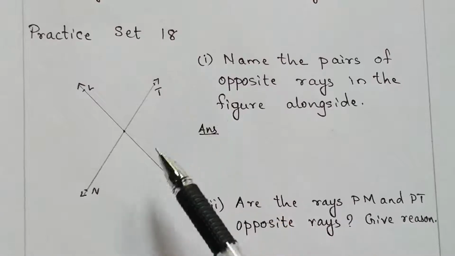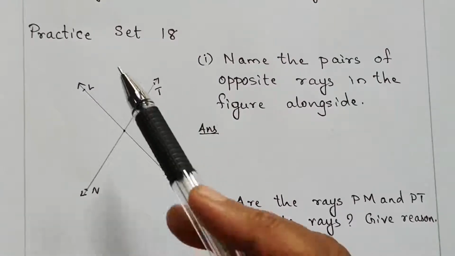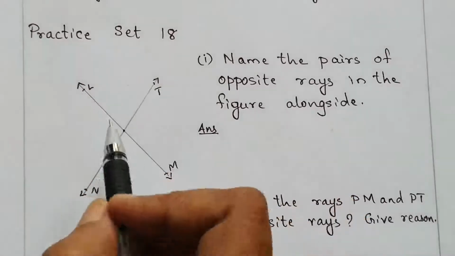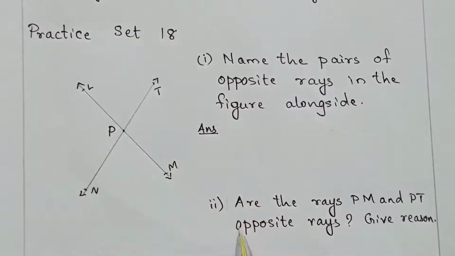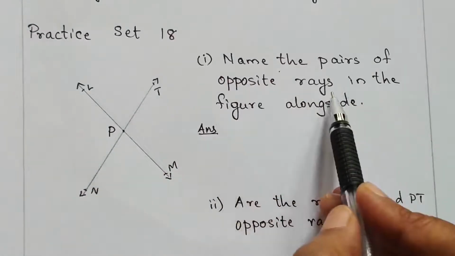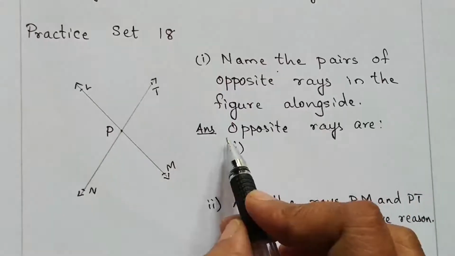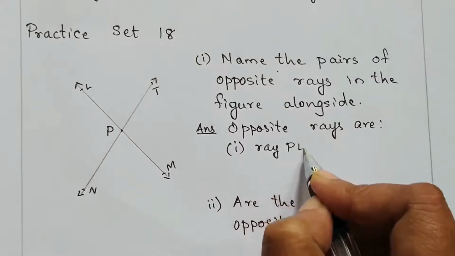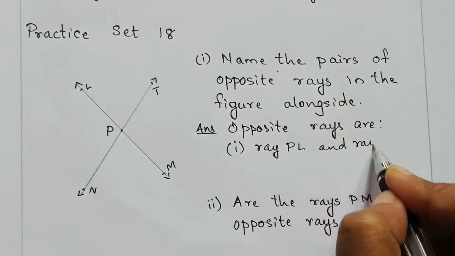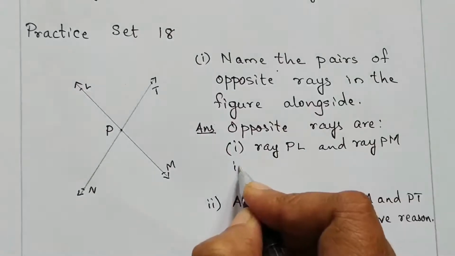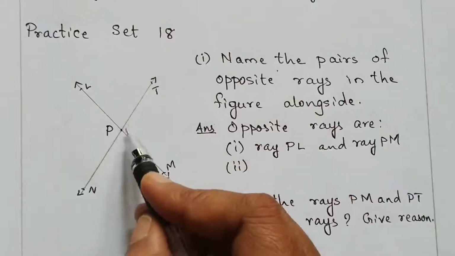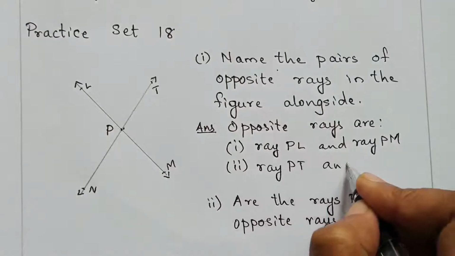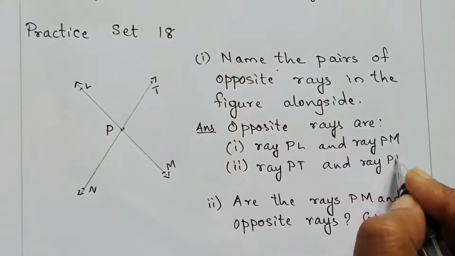Practice set 18. A figure is given. You see two lines LM and TN intersecting at the point P. The question is, name the pairs of opposite rays in the figure alongside. So opposite rays are, first one, ray PL and ray PM. Second one, you have PT and PN. So ray PT and ray PN.